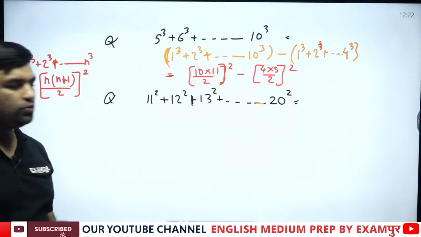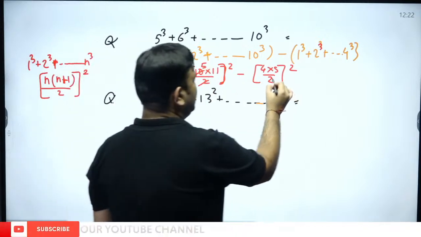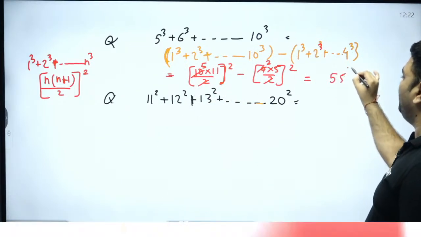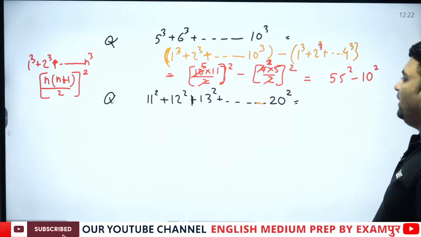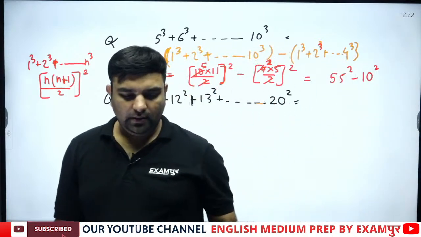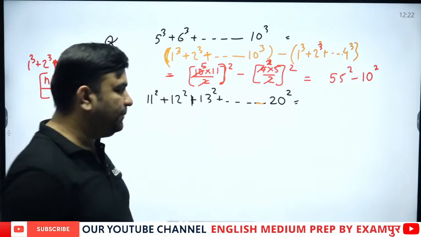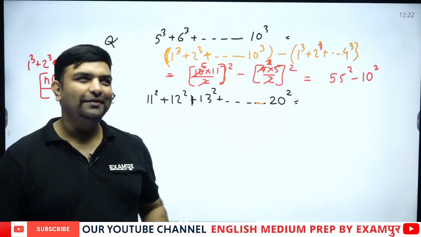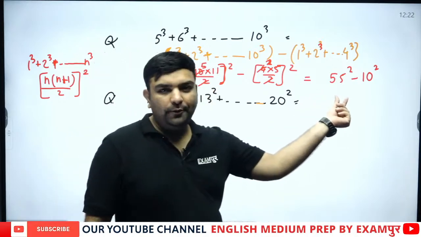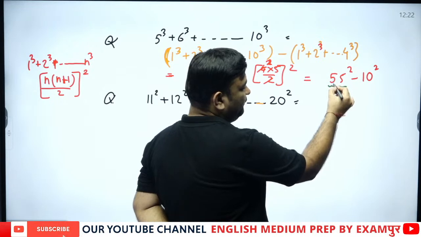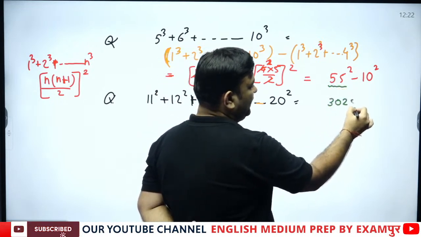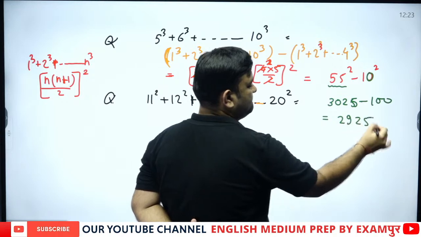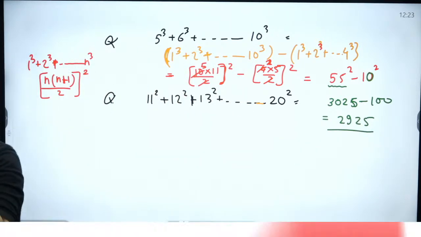So that is 55 square minus 10 square. Either do it by the way of a minus b, a plus b, or by 55 square, which is a very easy number. 5 into 6, 30, so 3025, minus 100, is 2925. Clear?